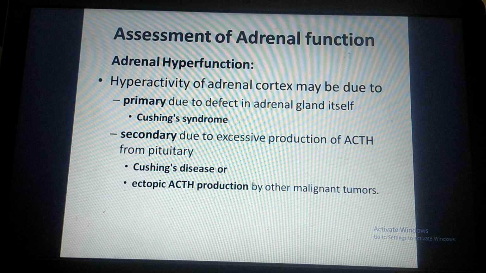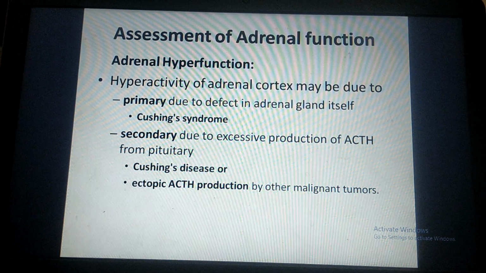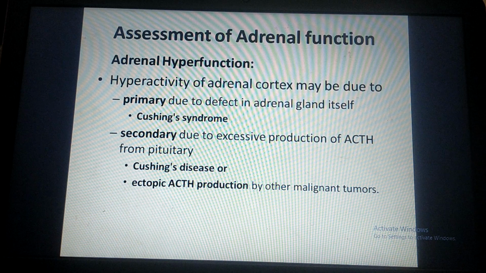In secondary means here the defect lies outside the adrenal gland. In primary cause, the defect is in the adrenal gland. So here the adrenal gland is normal, therefore it is responsive to ACTH. The secondary causes are Cushing's disease or ectopic ACTH production.